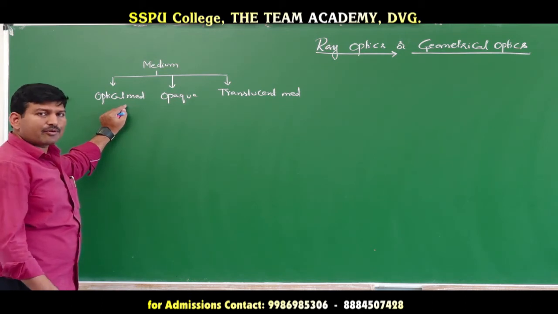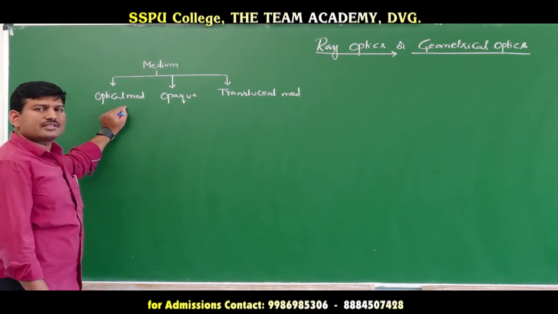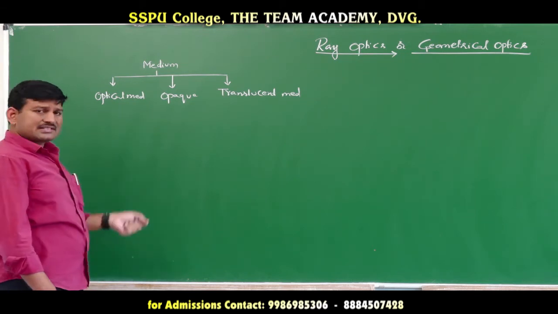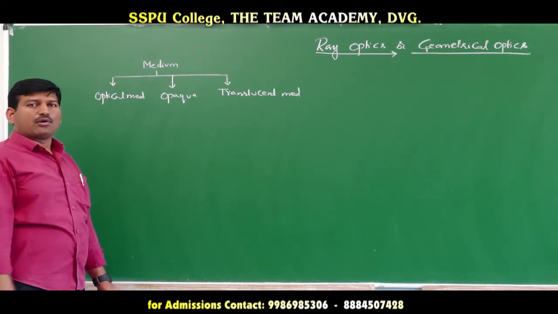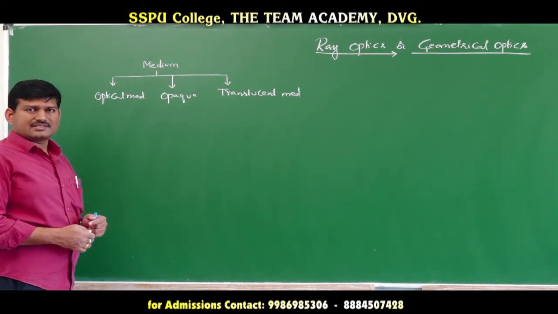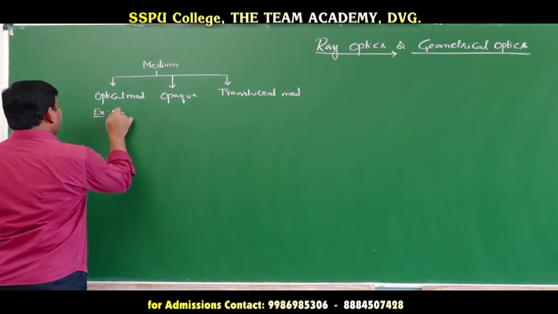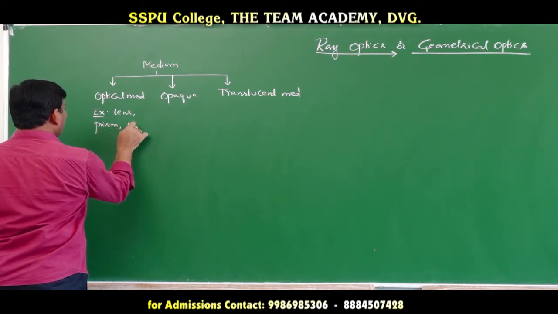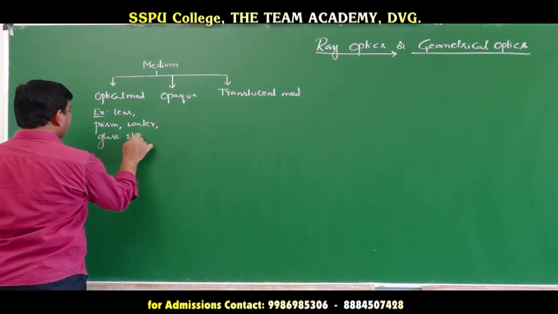Example, light can propagate through glass, therefore glass is an optical medium. Light can propagate through water, so water is an optical medium. Light can propagate through a prism, so a prism is an optical medium. Light can pass through a lens, so a lens is an optical medium. Light can pass through our eyeball, so our eyeball is an optical medium. So, any medium that can propagate light is said to be an optical medium. Examples of optical media are lens, prism, water, air, glass, etc.